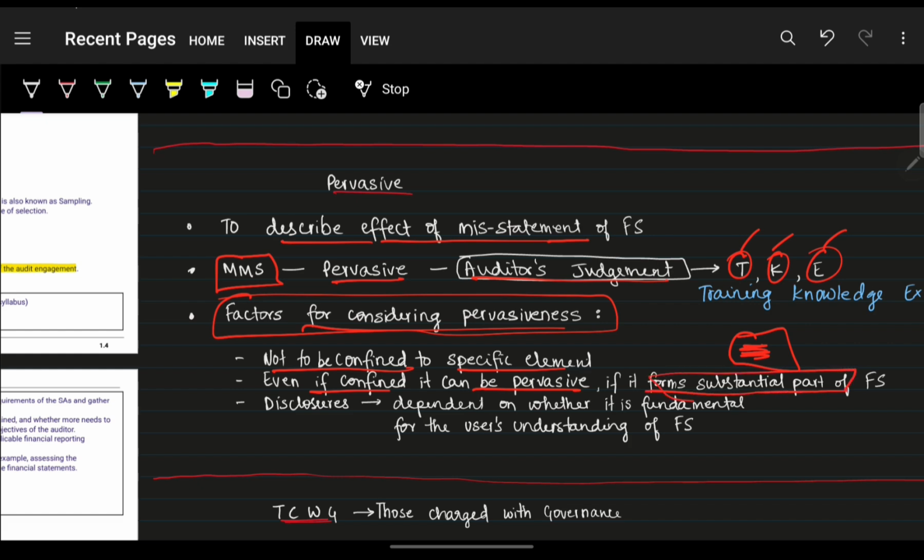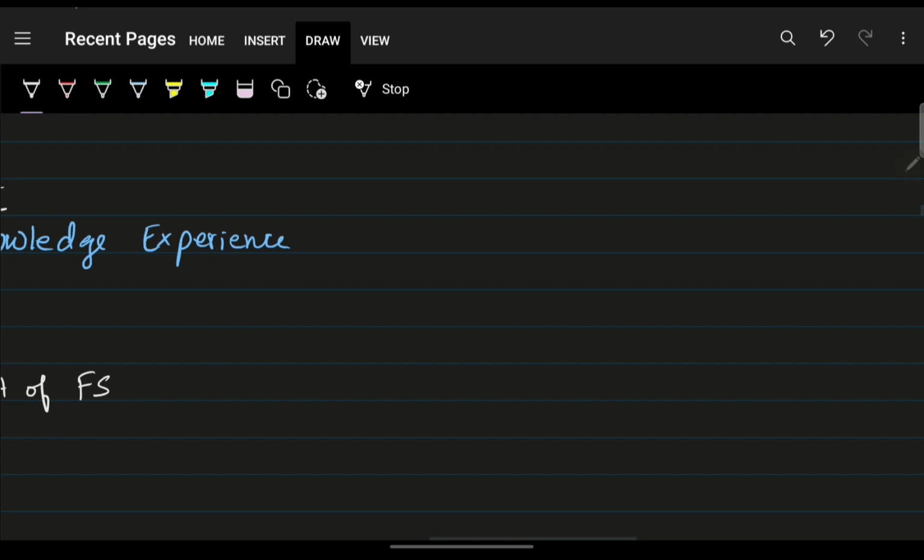Now when it comes to disclosures, how do you find out whether a disclosure is pervasive or not? Whether it is pervasive or not is dependent on whether such disclosure is fundamental for the users' understanding of the financial statements, right? This could be very important, because this has come in the exam before. Okay, so it should not be confined to a single item, right? Not confined to a single item.